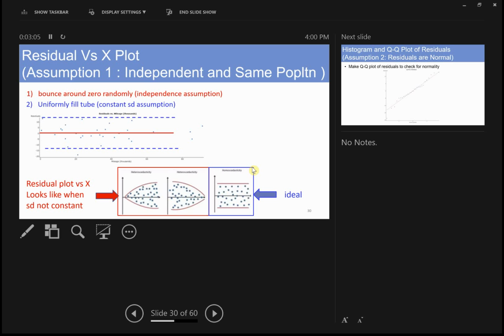So if you look at these words, this is called homoskedasticity. This is called heteroskedasticity. Say that three times fast, okay? So there's your $10 word for today. So we're looking to see that we don't have something like this. And so this looks okay. So that residual plot looks okay.